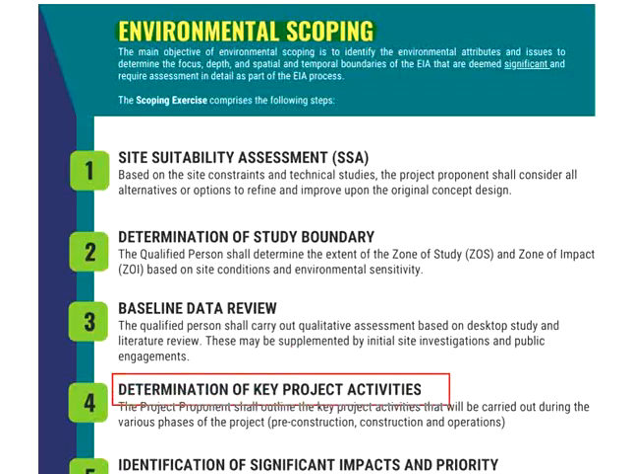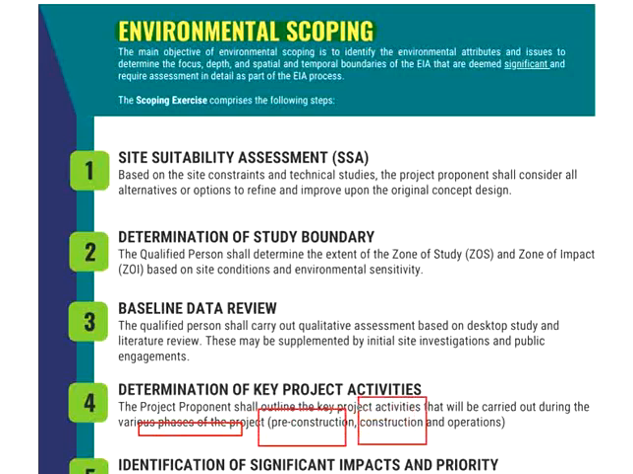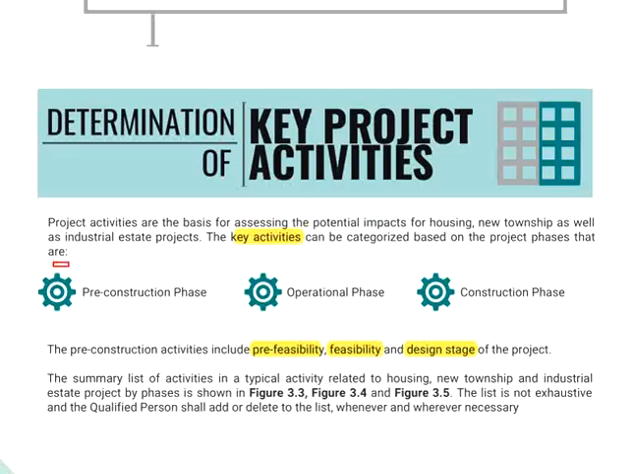Next, determination of key project activities. The project proponent shall outline the key project activities that will be carried out in various phases of the project, which include pre-construction, during construction, and operations. Pre-construction phase means before the construction, and the relevant activities include pre-feasibility, feasibility, and design stage of the project.